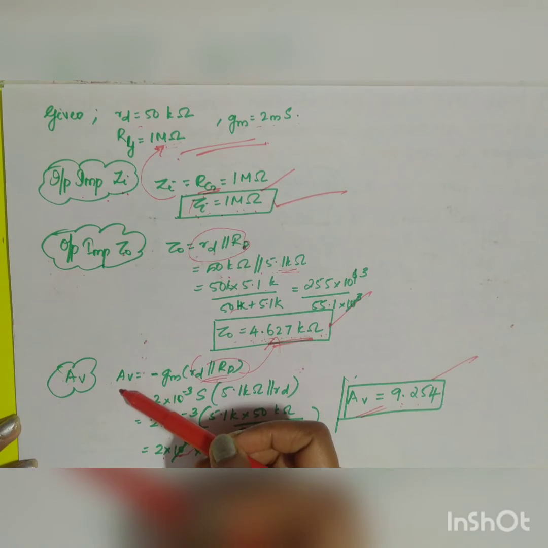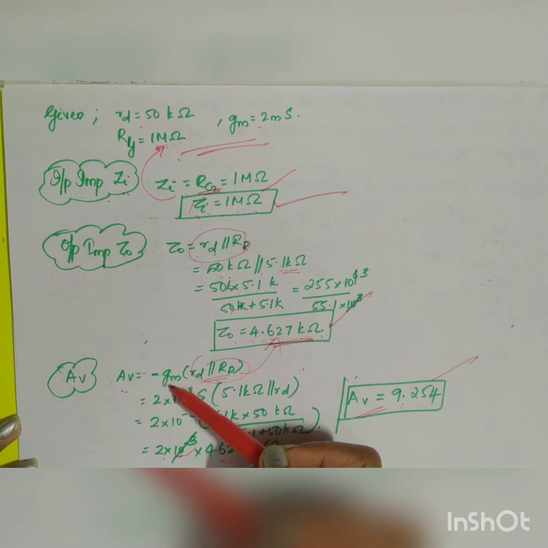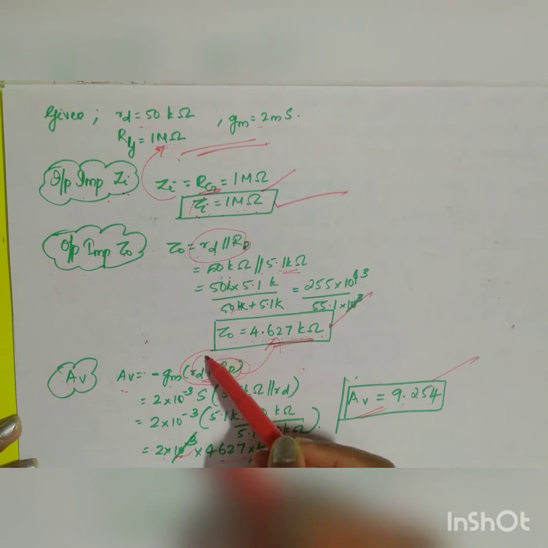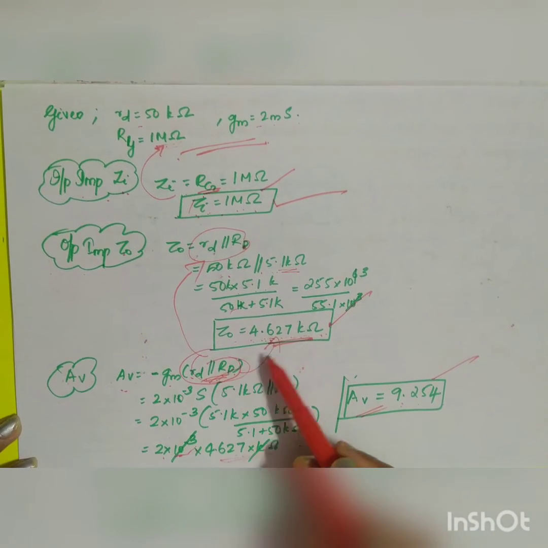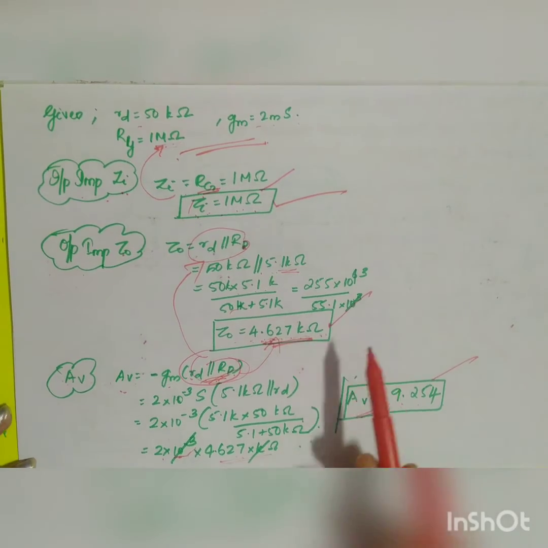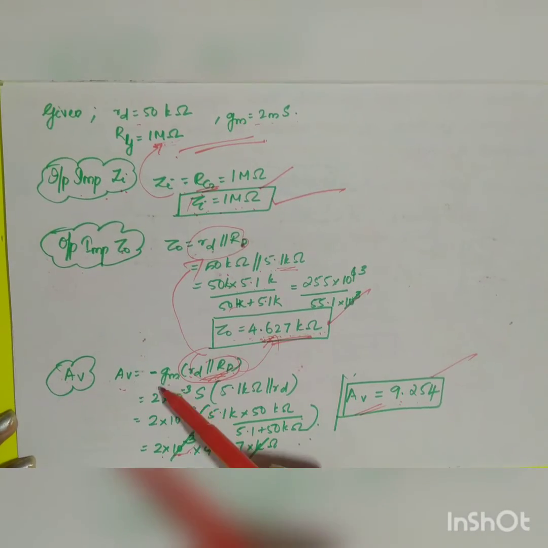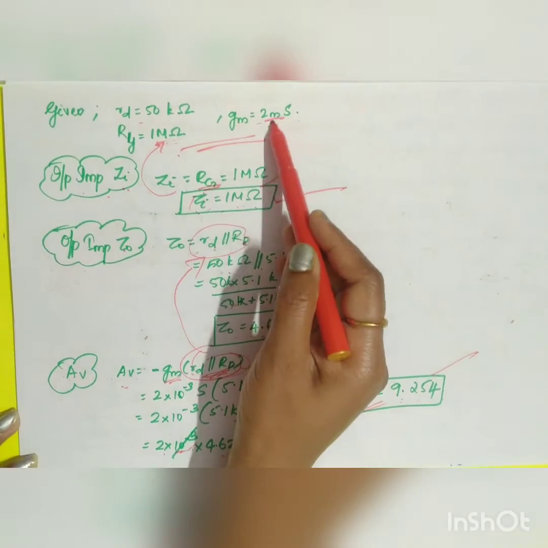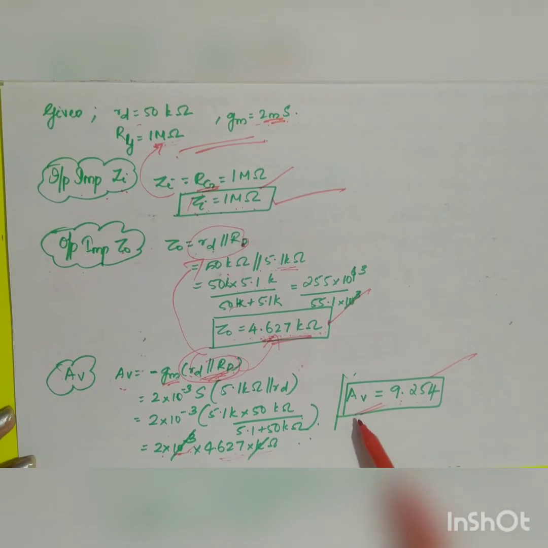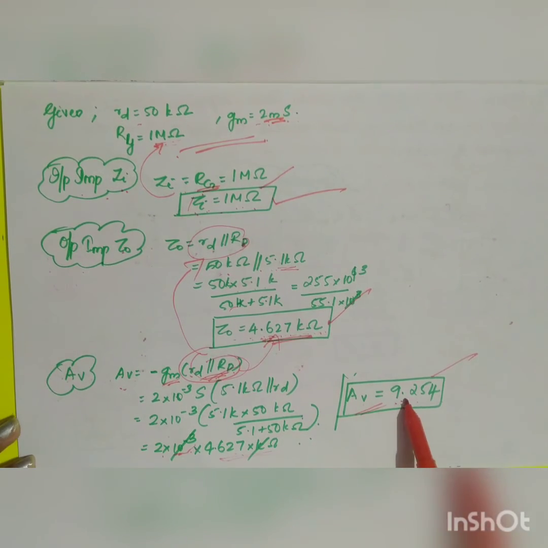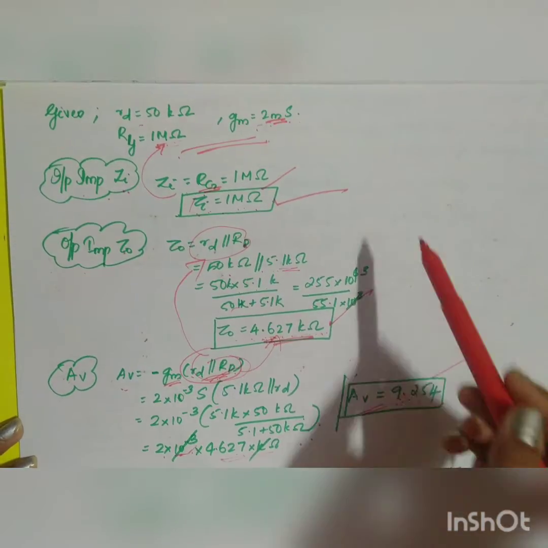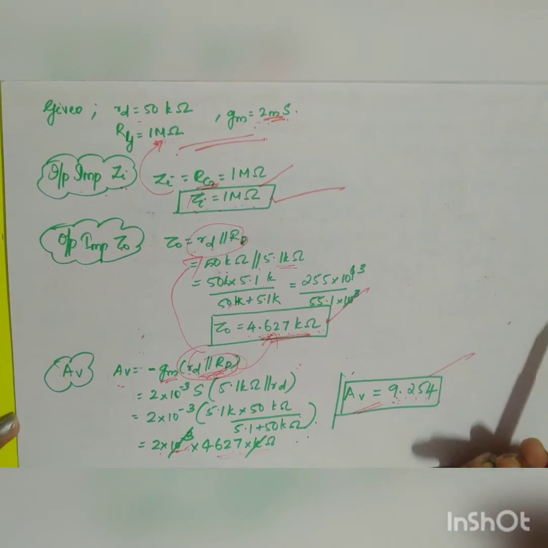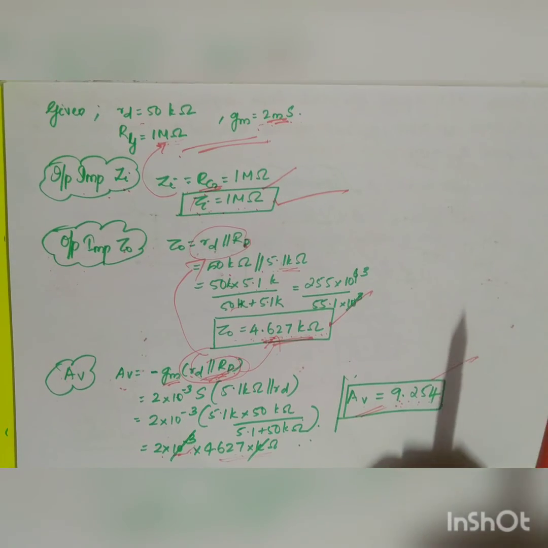The third one is your voltage gain. AV is equal to minus gm into the value you have already calculated here, right? rd parallel to RD. So instead of this, you can substitute 4.627 kilo ohm. After substitution, your gm is given as 2 millisiemens, 2 into 10 raised to minus 3, right? So you will be getting AV is equal to minus 9.254. So these are the three values which you have obtained from this fixed bias configuration.